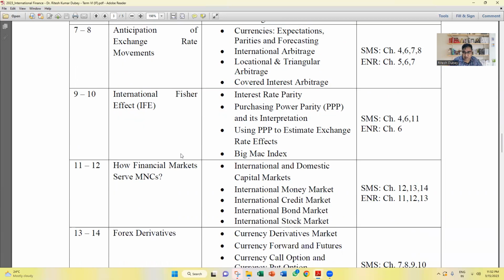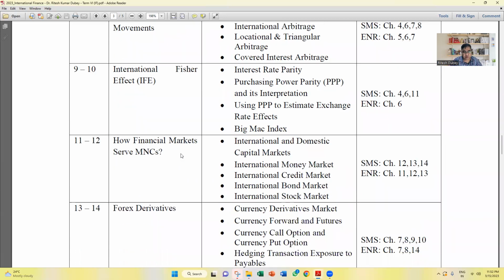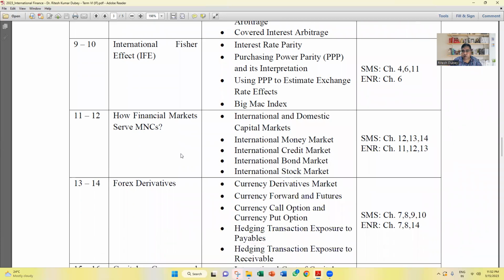Overall, we are looking at the international aspect of any business. We will look at how international and domestic capital markets are different, right? How can we tap the international money market, international credit market, debt market, or the stock market as well? So the concepts of ADR, GDR, or the concept of Yankee bond or Samurai bond. We will be looking at some of these details as well.